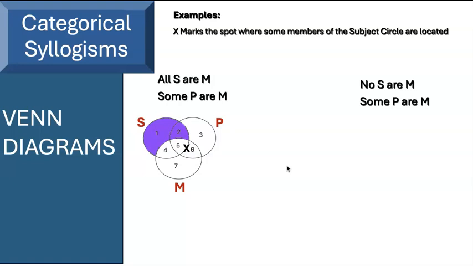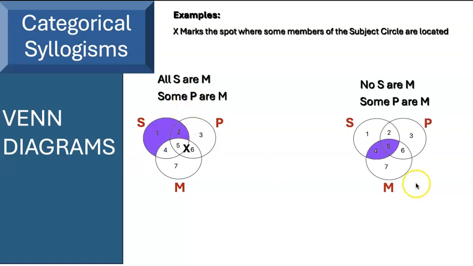Look at this one. No S are M. No overlap between S and M, so we'll shade the overlap. Some members of the P circle are inside the M circle. So look at this now. Some members of the P circle are also in the M circle, so we're going to put an X. But this section, number 5, is empty, so that means the X has to go in section 6. Right, so this would be here.